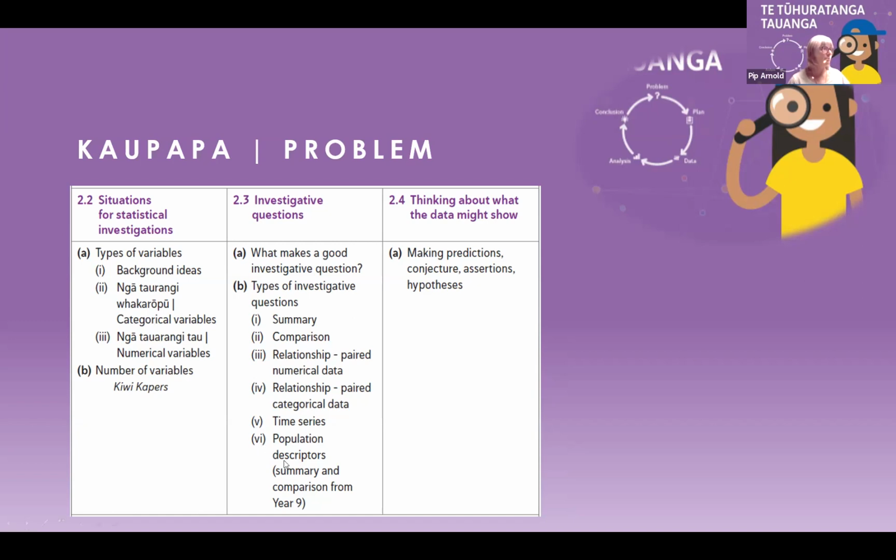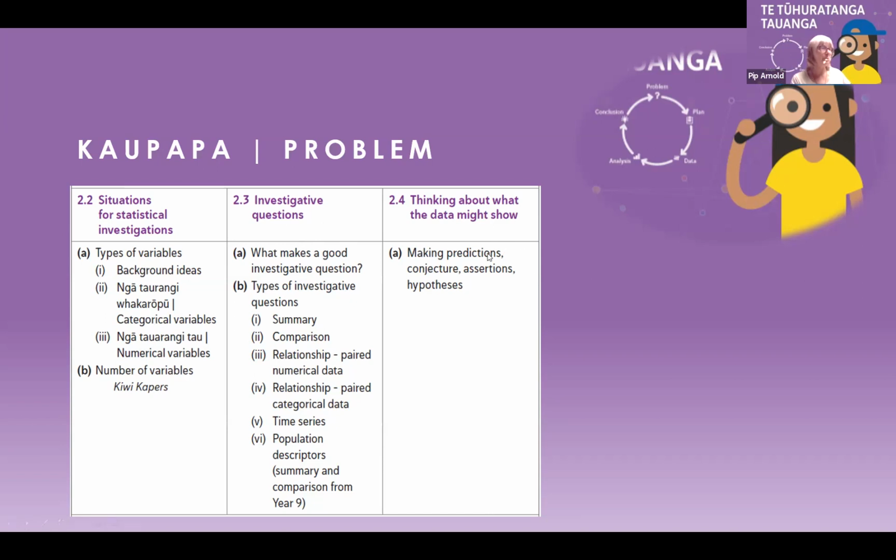And so in the problem chapter, we start off with looking at what are the situations for statistical investigations. So that's summary, comparison, relationship, time series are the big ones that we work with, the observational studies at the level we're looking at. And I do touch a little bit on experiments, but not a lot, because we don't do a lot at these year levels. And then we look at investigative questions. So that was my PhD research. So obviously that's a pretty key part of the problem.